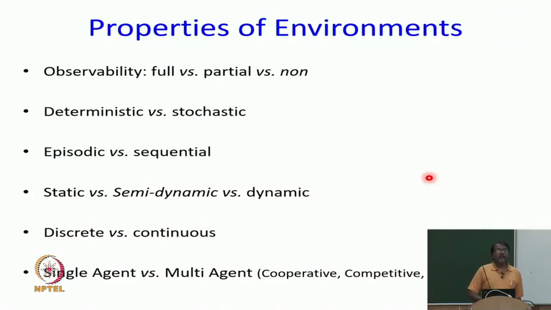Then there are episodic versus sequential tasks. An episodic task is a one step task. I give you an image and I say, is there a dog in the image? That is a one step task. You are not playing a sequential long term decision game. Like I give you a CSP and you solve it. That is a one step task.